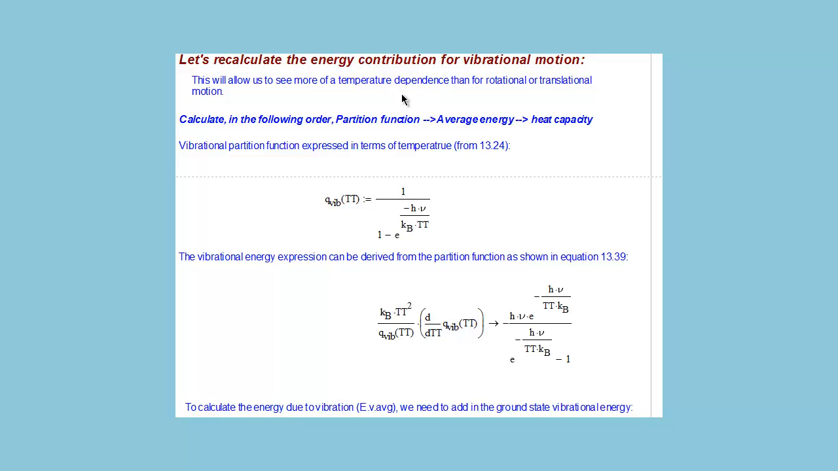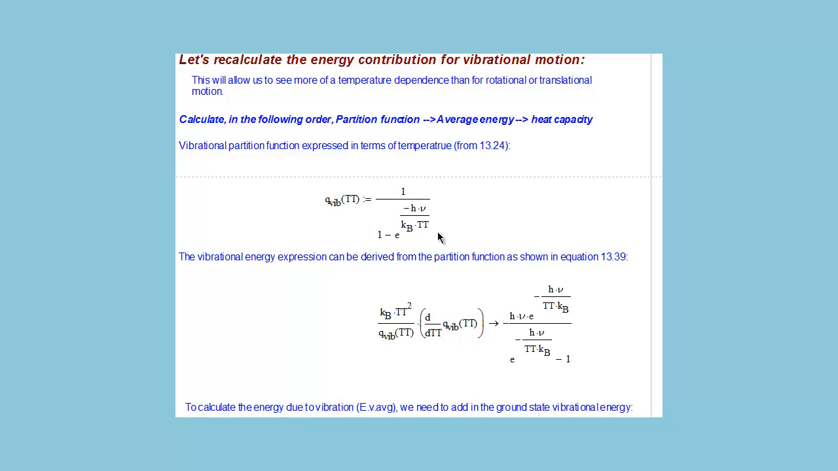To calculate heat capacity, we first want to calculate average energy. We're going to calculate the average energy as was done in chapter 13, and then from that, we'll be able to calculate heat capacity. We're going to start with vibrational energy, and then move on to rotational, and compare the two.